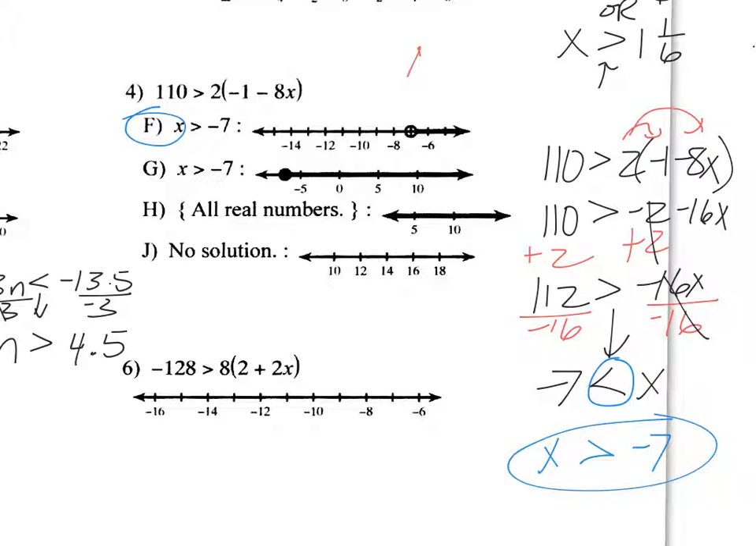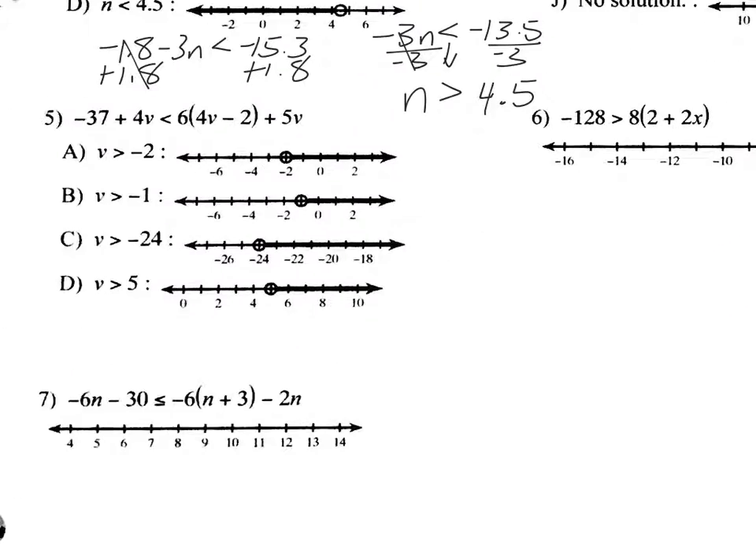And again, a good strategy here: always plug in values. So that would be negative 5. If I plug negative 5 in, negative 5 times negative 8 would be 40. Negative 1 and 40 would be 39. And 39 times 2 is 78, which is less than 110. So it doesn't say that that one's right, but it does say it works. All right, let's keep going.